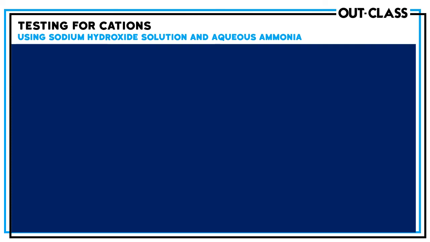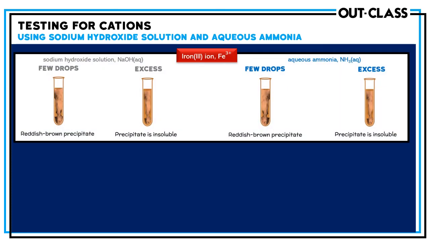Okay, now let's see iron 3 ion. How do these behave? Iron 3 ions, when reacted with few drops of sodium hydroxide, form a red-brown precipitate or reddish-brown precipitate. And the precipitate remains insoluble in excess of sodium hydroxide. It also forms a reddish-brown precipitate with aqueous ammonia, which remains insoluble in excess of aqueous ammonia as well.